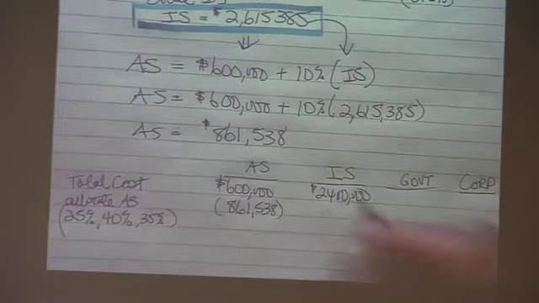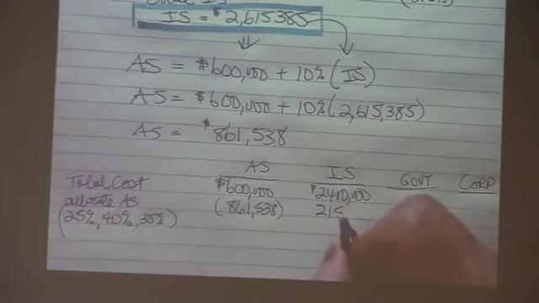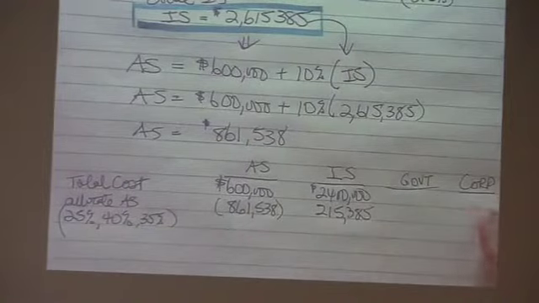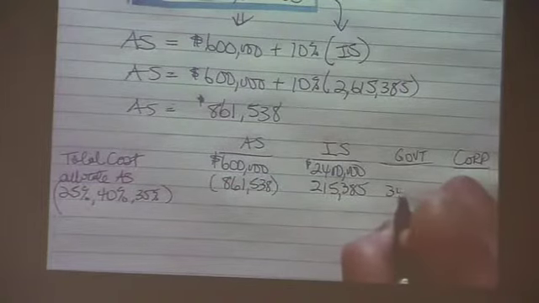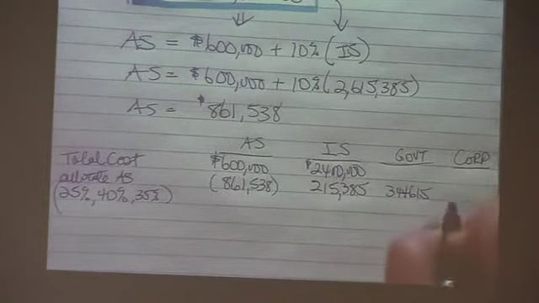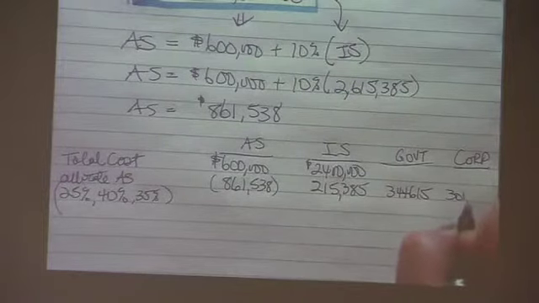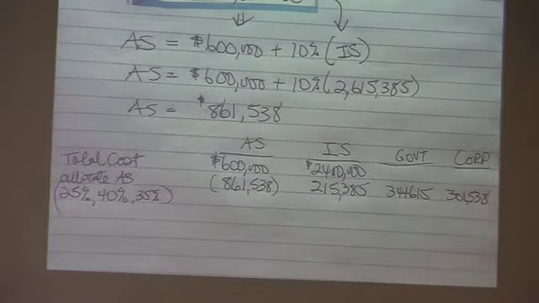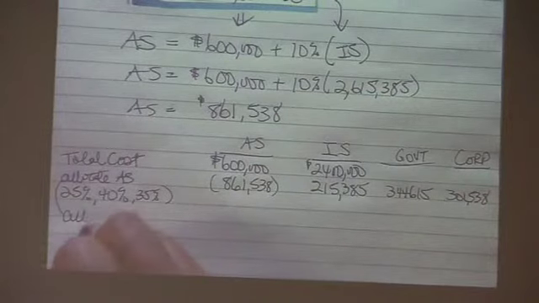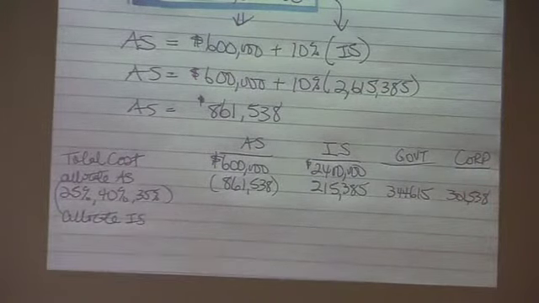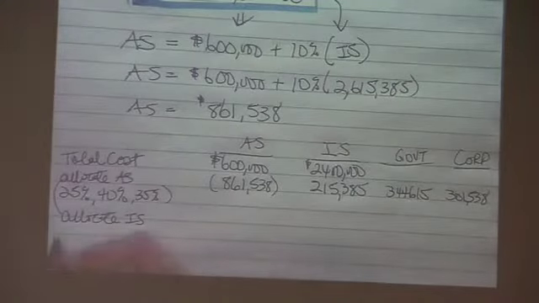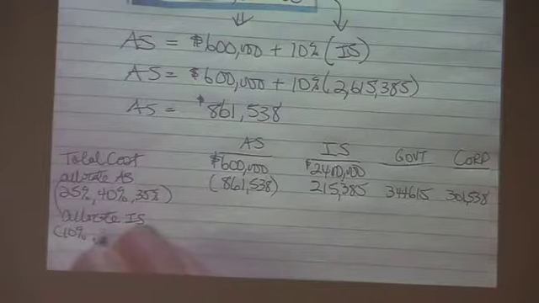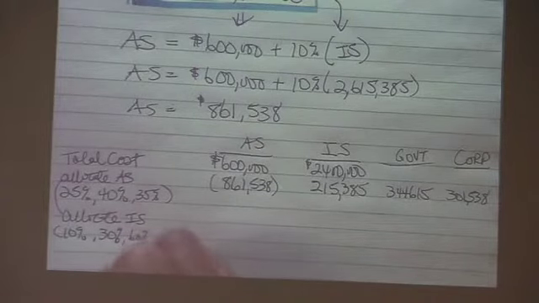So that is 215,385, 344,615, and 301,538. Now let's allocate IS. And again, for IS, we know it's 10%, 30%, and 60%. 10% to AS. So 10%, 30%, and 60%.